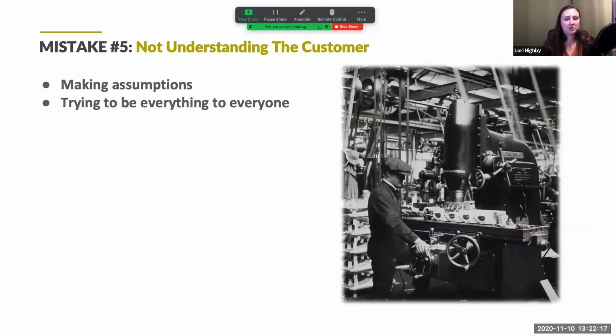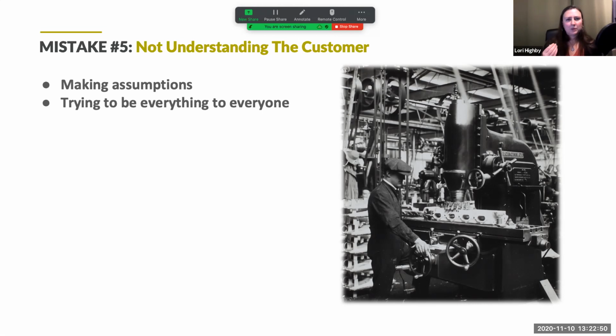All right, moving on to mistake number 5, not understanding the customer. A lot of times this happens, more times than I'd like to admit, unfortunately. But I see a lot of companies are just making assumptions because, this is how we've been doing business for the last 40 years. This is what they want. We can do this. We can build this product. We can drill this hole, whatever it is, bend this tool for anyone and everyone. They're just trying to be a resource to everyone.